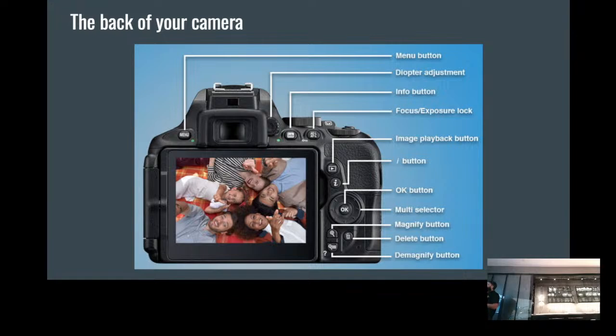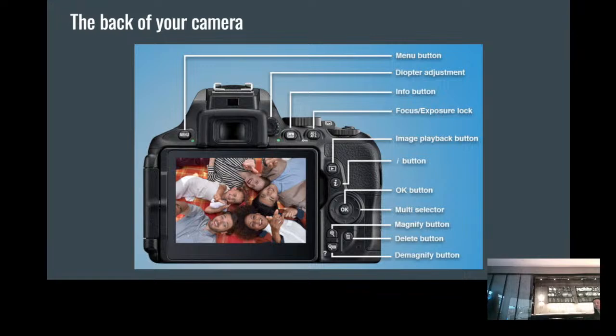The OK button, pretty self-explanatory, that's the enter button. Multi-selector we talked about. Demagnify and magnify button, this is a great tool to use on your camera if you have it. Basically what that does is it'll help you zoom into an image, and you can check to see how crisp some parts of the photo are. It's really helpful, especially if you're taking portraits and you're like, okay, is this perfect? Am I sharp on my edges, everything? Magnify in to see how sharp it is when you zoom into a certain point.